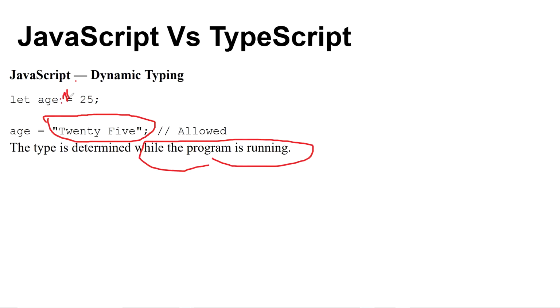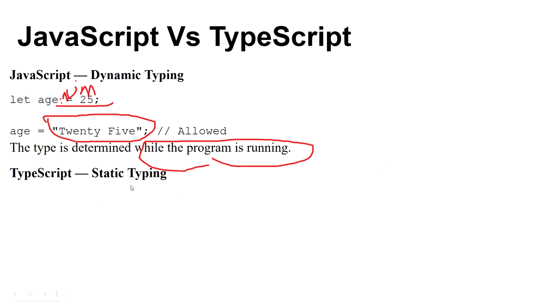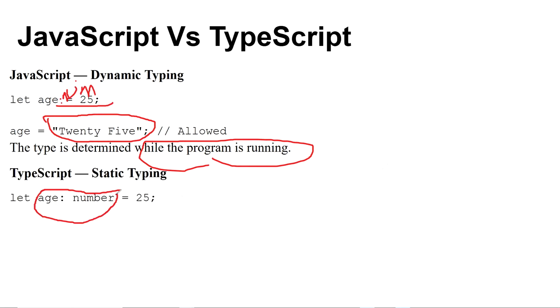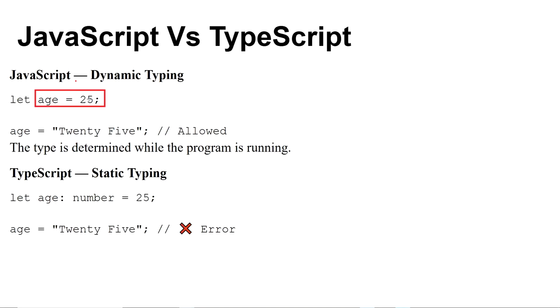Here it is the data type, for example, number, string, etc. But TypeScript is statically typed. It tells the type before running. Compare here: 25 is assigned to age, and later we change this 25 to a string assigned to age.